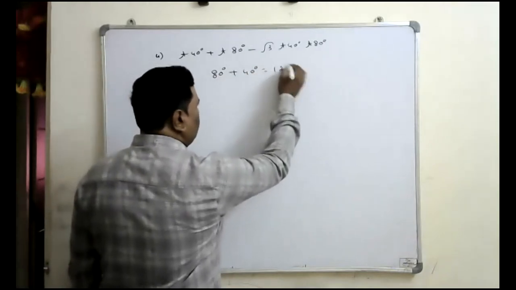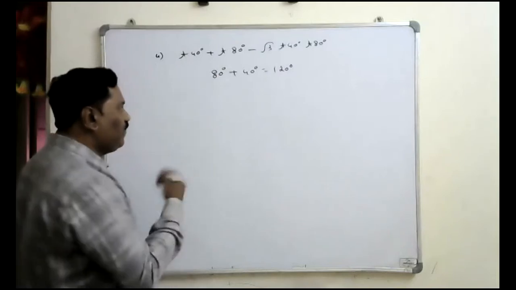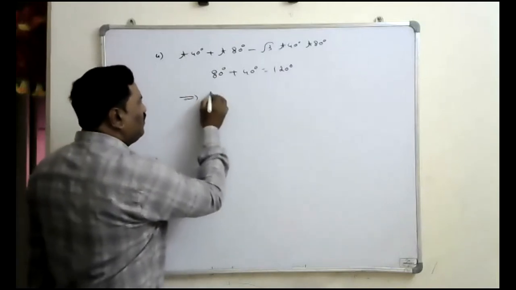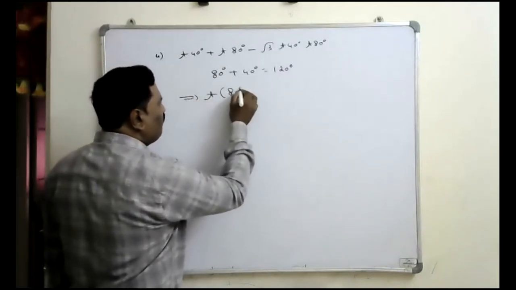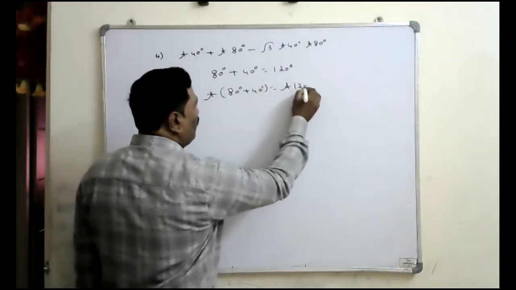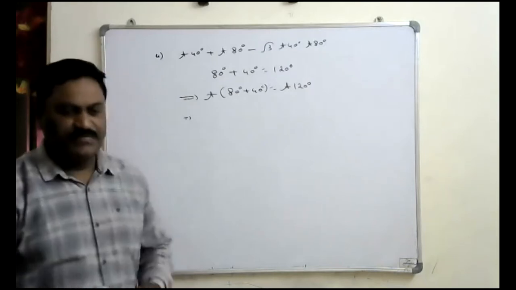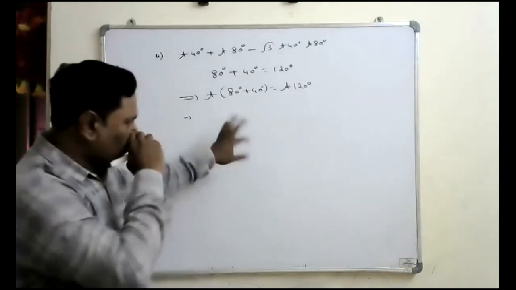That's why consider 80 plus 40 is equal to 120. Consider this relation. Apply tan on both the sides. Then it is tan of 80 degree plus 40 degree is equal to tan 120 degree. Now here don't add them. Here use the formula of tan of A plus B, then expand them. So how do you expand this?